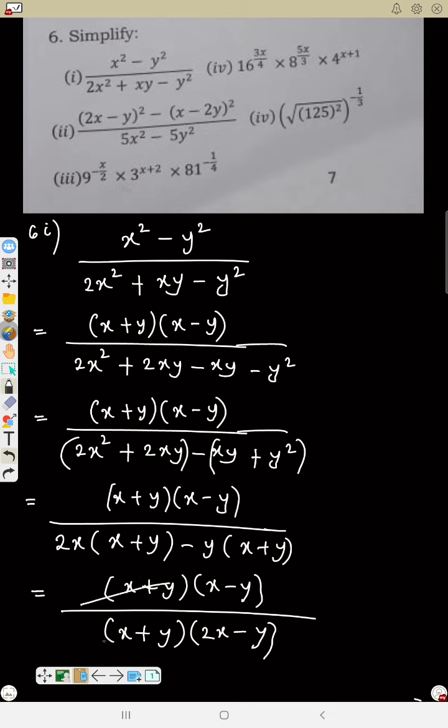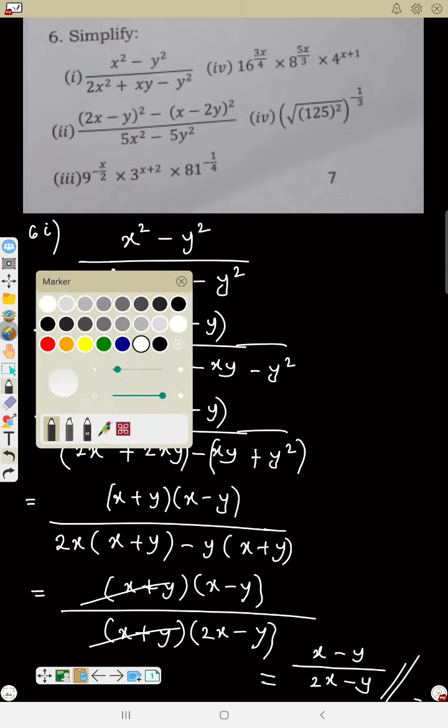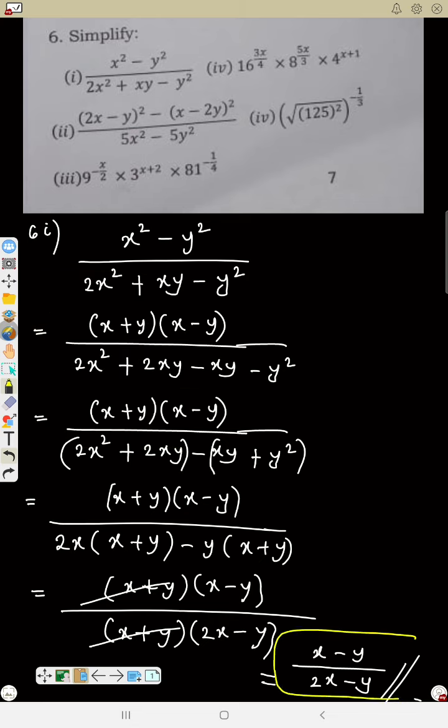Now x plus y will cancel out. So the final answer will be x minus y divided by 2x minus y. So that is the final answer. So x minus y divided by 2x minus y. Now let's see I.